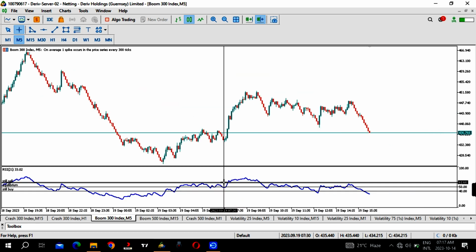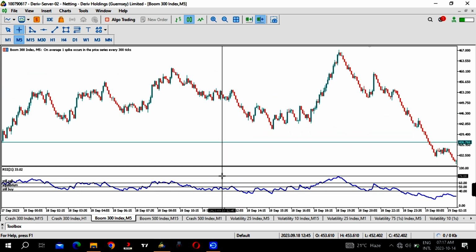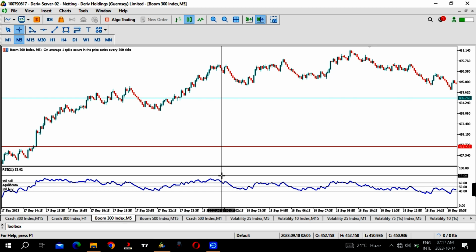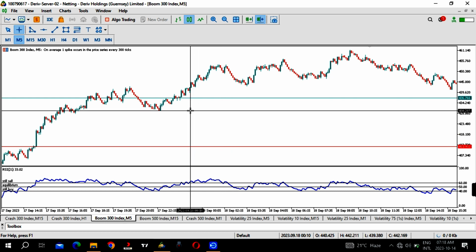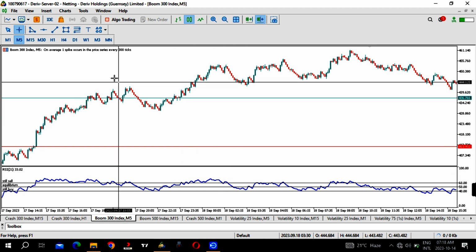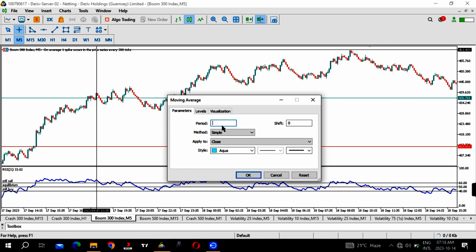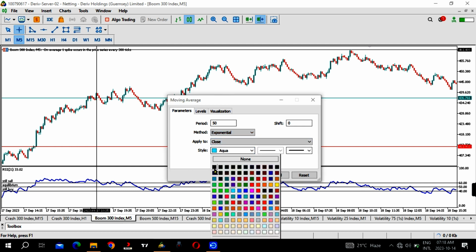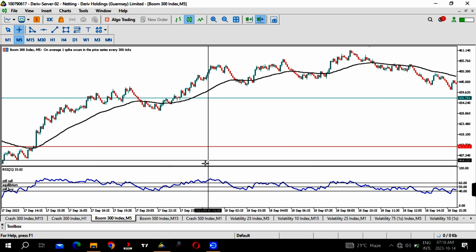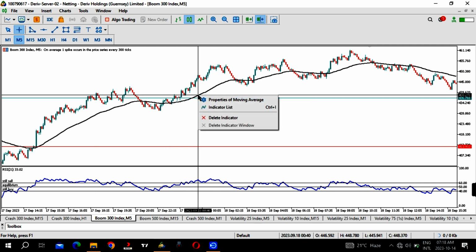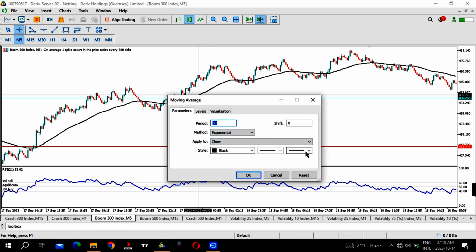So what we're going to do is, after you've done your analysis, or maybe you're using your indicators, let me just add a moving average so that it becomes a little bit simpler for you to see where the entries will be. Let me just use the 50 moving average only, and then I click OK. Oh, this is too thick. I want it to be a little bit thinner.